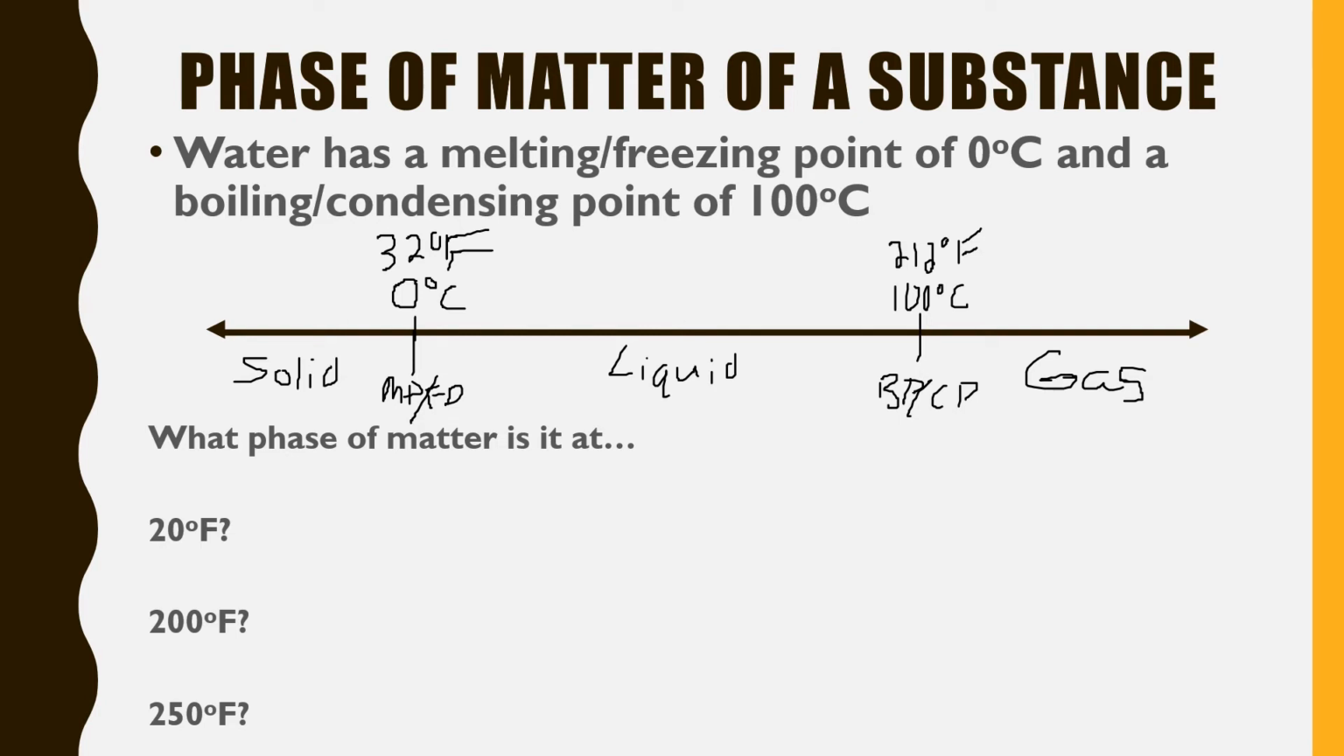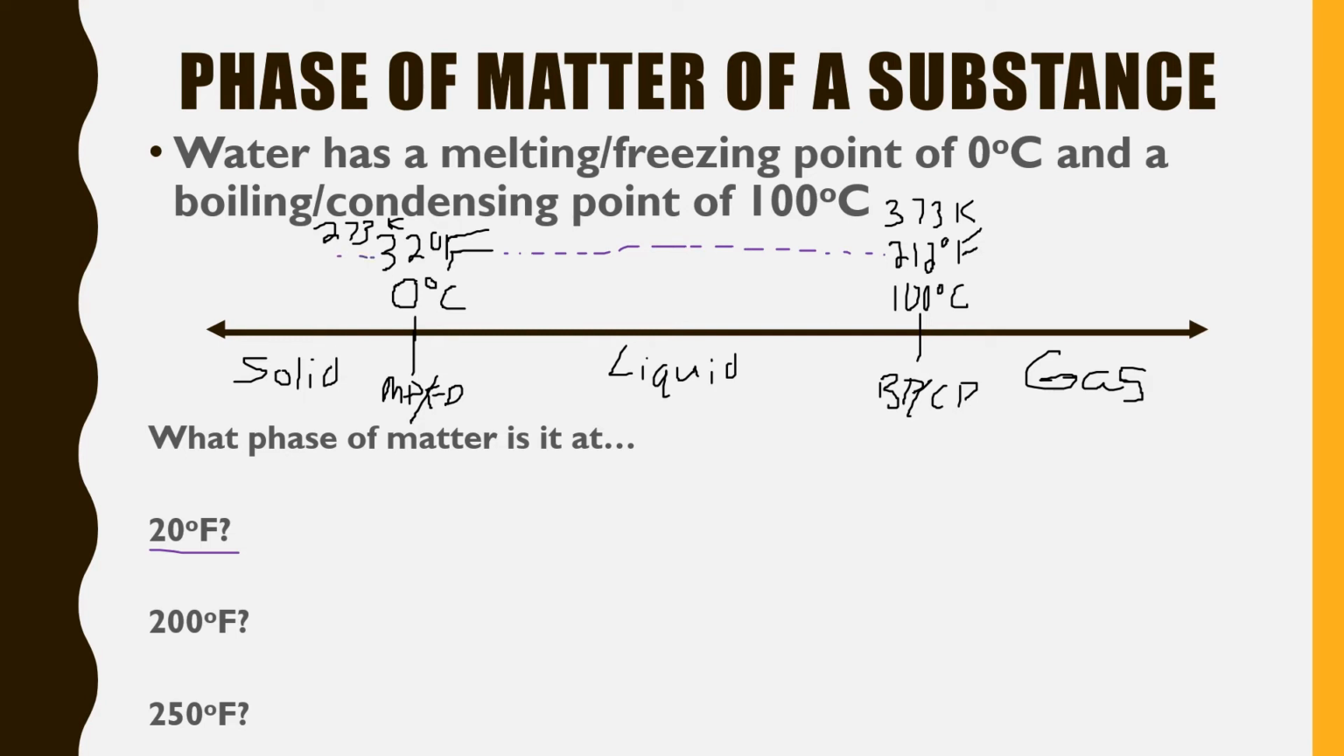And Kelvin is going to be 373 Kelvin, and I'm just out of space, but 273 Kelvin here. I just need you to know these numbers for water, because I need to explain how to interpret the line. So I want to know what phase of matter is at 20 degrees Fahrenheit. So I'm only going to look at the Fahrenheit line. I am going to ignore Kelvin. I'm going to ignore Celsius.